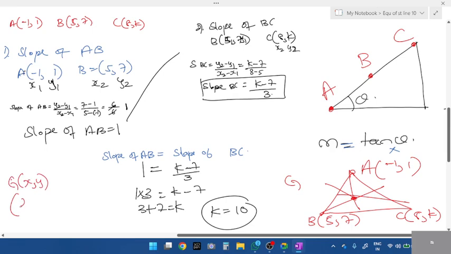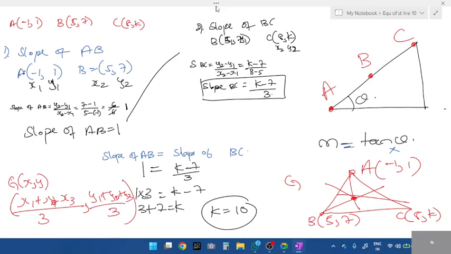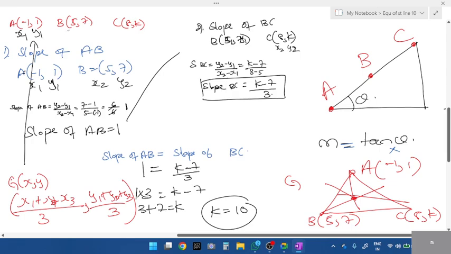What do we do? x1 plus x2 plus x3, divided by what? Divided by 3. And for y, y1 plus y2 plus y3 divided by 3. Here what do we take? Do we take ABC values separately, or together do we write x1, y1, x2, y2? When we use the centroid concept, how do we solve? We take A as x1, y1, B as x2, y2, and C as x3, y3.